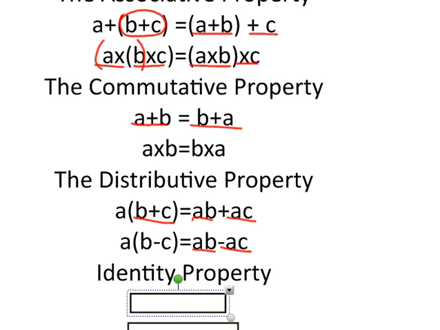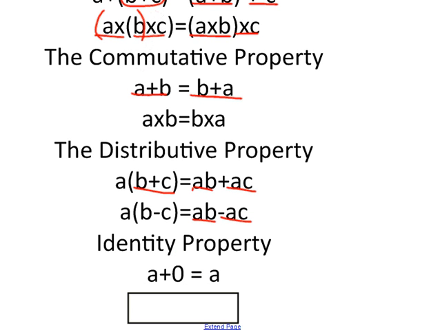The identity property for addition is the number 0. A plus 0 equals A. It doesn't change the value. And for multiplication, A times 1 is equal to A. It doesn't change the value.